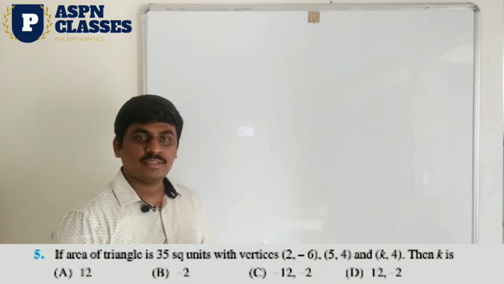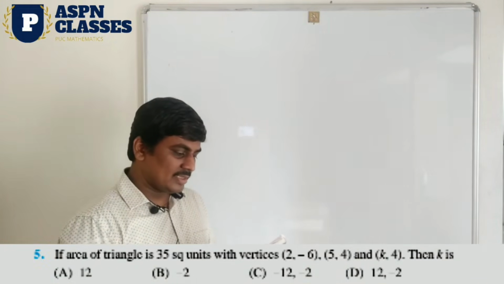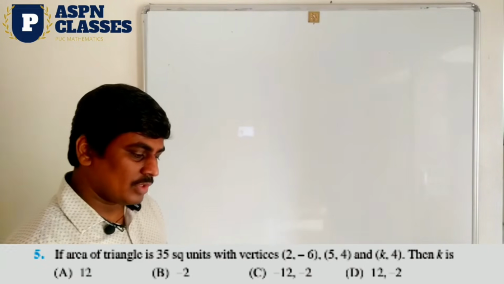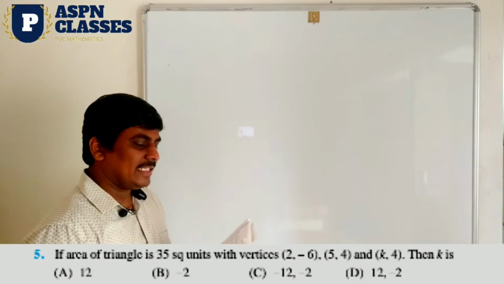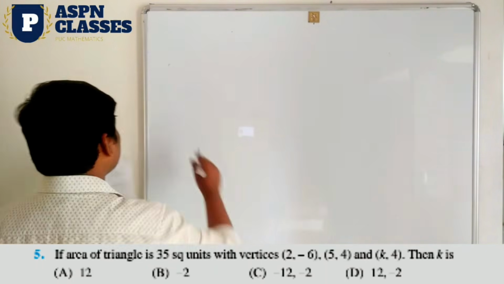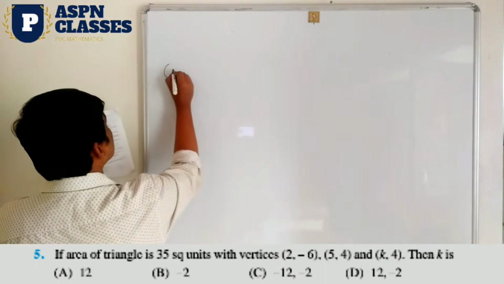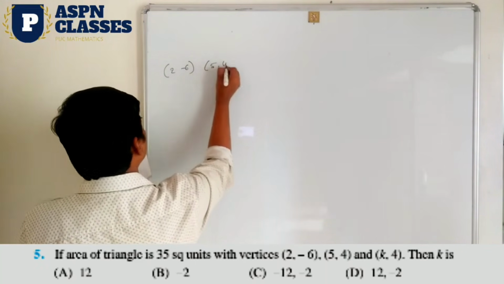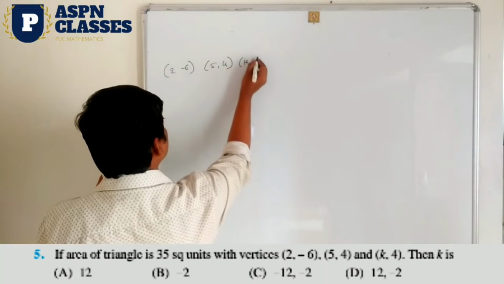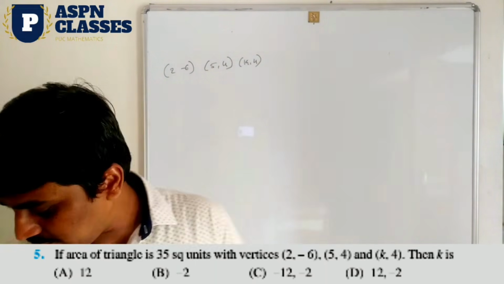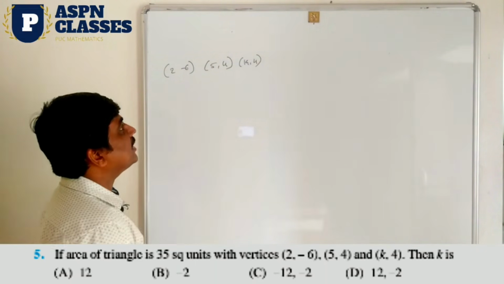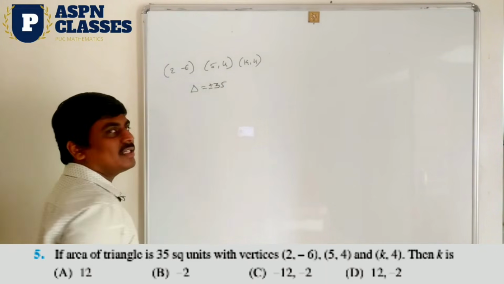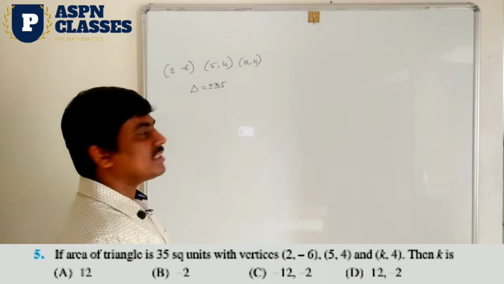Question number 5, observe it here. If the area of the triangle is 35 square units with vertices 2 comma minus 6, 5 comma 4 and k comma 4, then k is? Okay, so what are the vertices given here? 2 comma minus 6, 5 comma 4, k comma 4. Now you have to find the k value and already given delta is equal to 35. So delta is equal to 35 means you take the area as plus or minus 35.